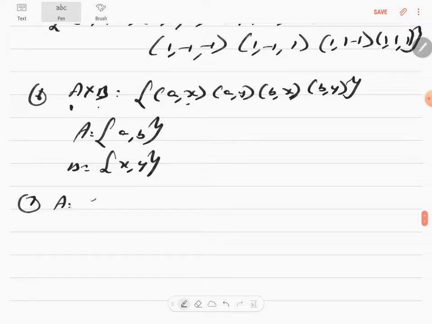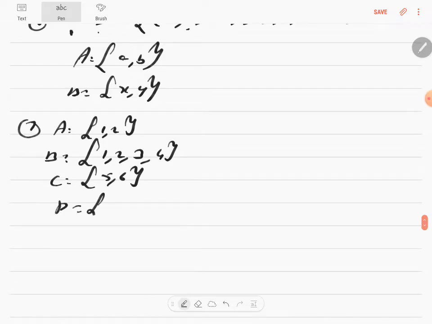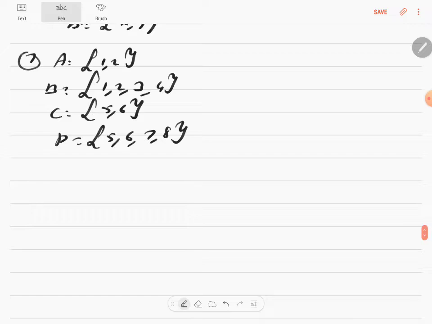The 7th question is, A is equal to {1, 2}. B is equal to {1, 2, 3, 4}. C is equal to {5, 6}. D is also given. D is equal to {5, 6, 7, 8}. You want to find A cross (B intersection C). Intersection means common. What is common between B and C? Nothing. Is there anything common? No. So A cross null set is equal to null set. Are you clear? Yes, ma'am.